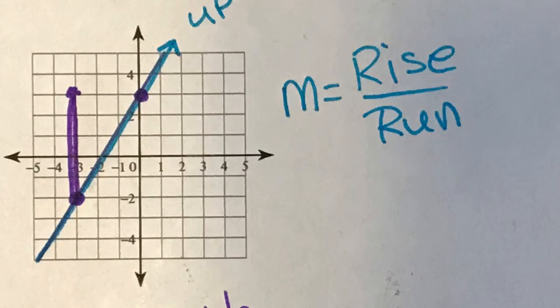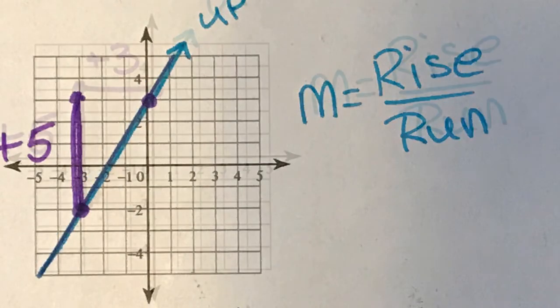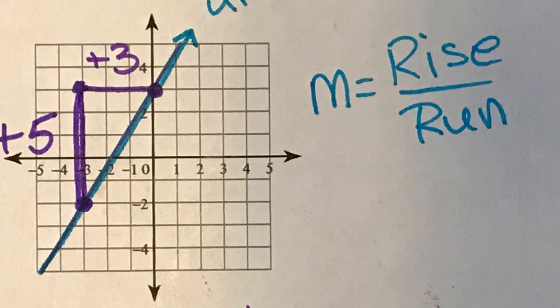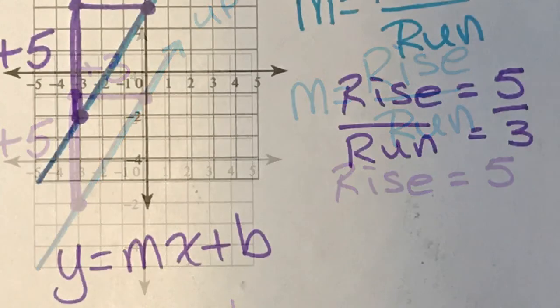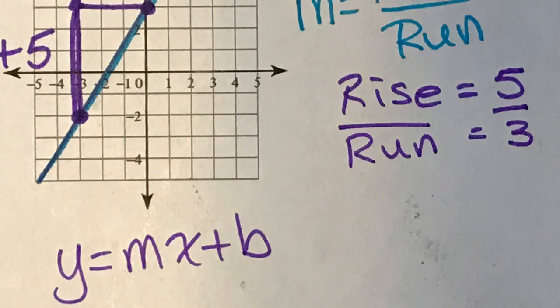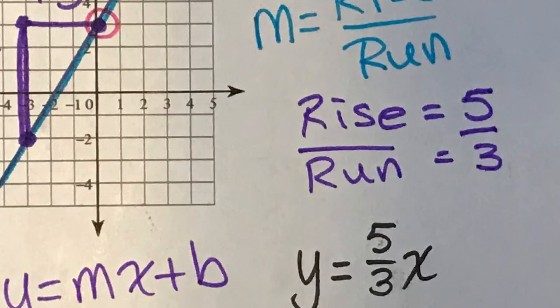Then we see how much did we go up to get from one point to the other. That's 5, positive 5, because we went up. Then how much over? The over number should always be positive because you're always going to the right, and that's 3. So the rise is 5, and the run is 3, so then the slope would be 5 over 3. Again, we start with the formula y equals mx. In this case, m is 5/3.